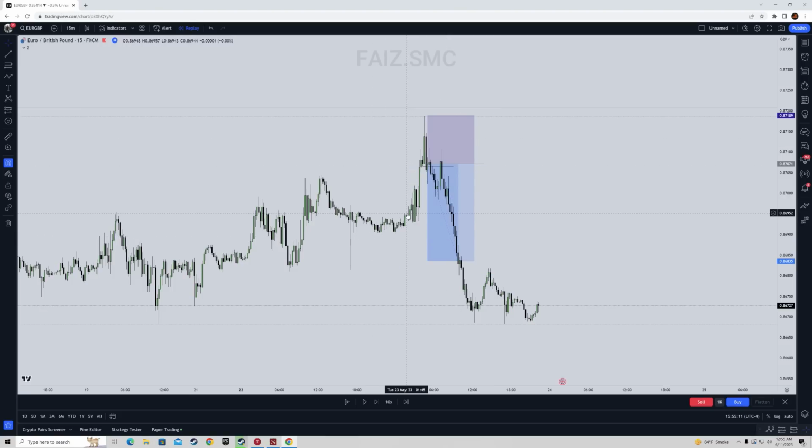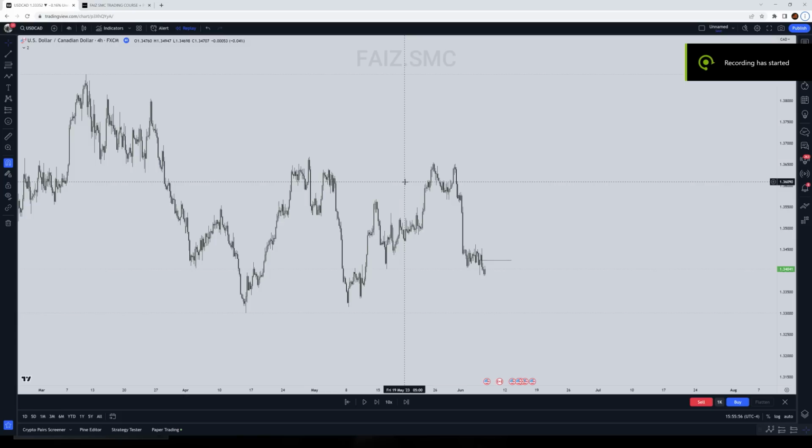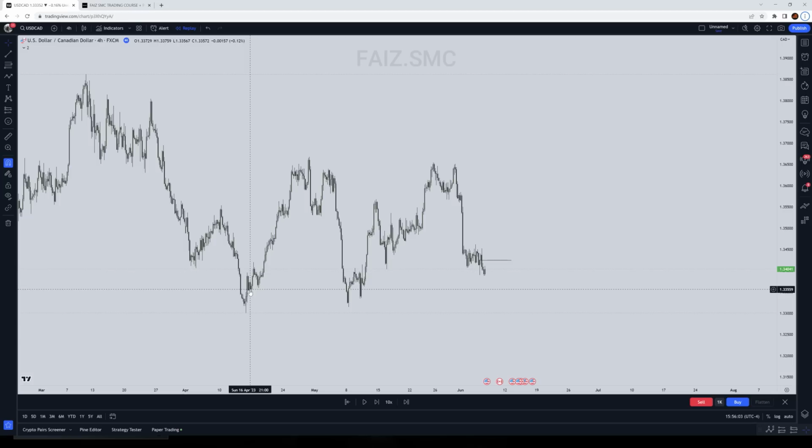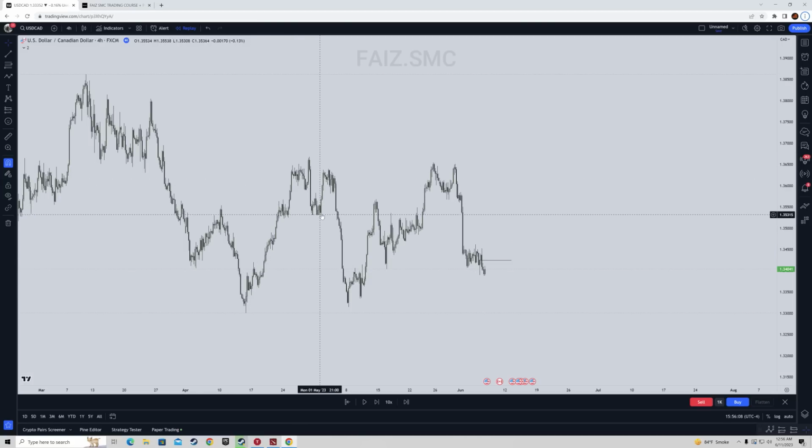So let me give you guys another example. All right, guys. So here is example number 2. I'm looking at USD CAD on the 4-hour time frame. As you can see, the order flow was bearish. Then we had a bullish order flow here, but then we had a market structure shift, and then we went down.